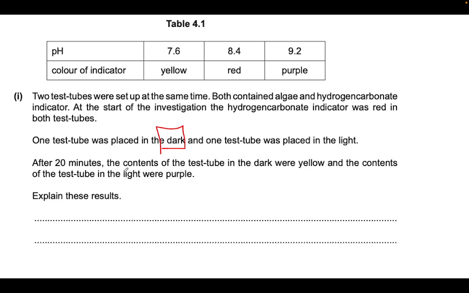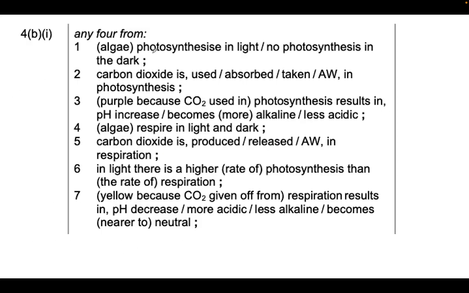The content in the test tube in the light were purple. Why? Less carbon dioxide, all right? Because photosynthesis is taking place and using up the carbon dioxide. So the pH will be higher, and that's how we end up with the purple color, like we are seeing here. Okay, guys, this is the answer here. For 6 marks, you can write at least this, okay?